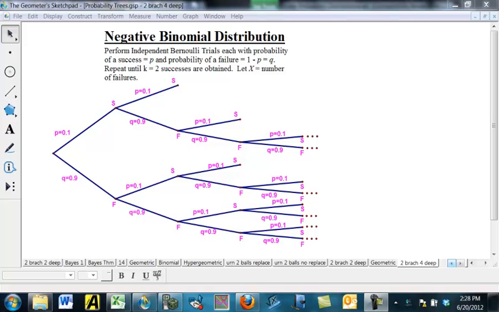This is Jack Jackson. In this video we're going to be talking about the negative binomial distribution. This is a generalization of the geometric distribution.